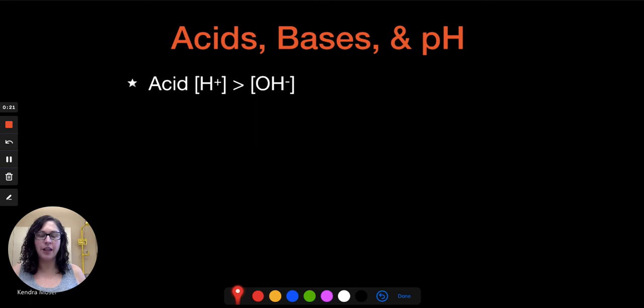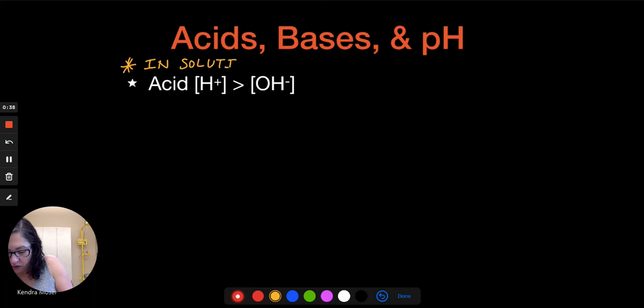So an acid is where, in solution, they are going to have a greater concentration of hydrogen ions versus hydroxide ions. And so this bracket that we see here is representing concentration. Okay, so bracket equals concentration.